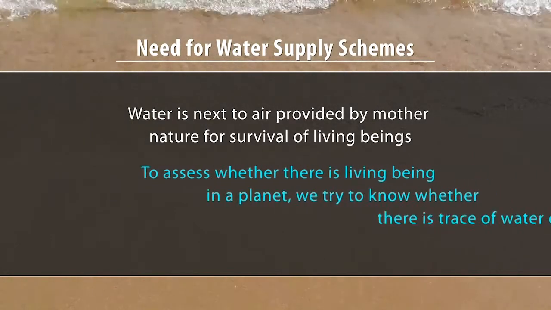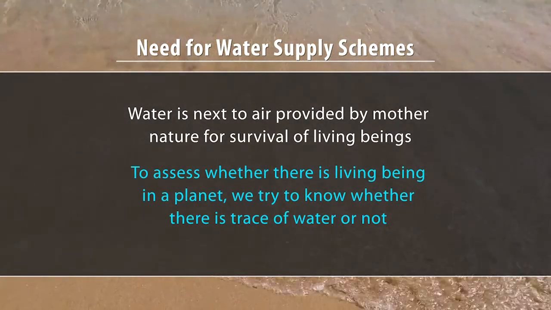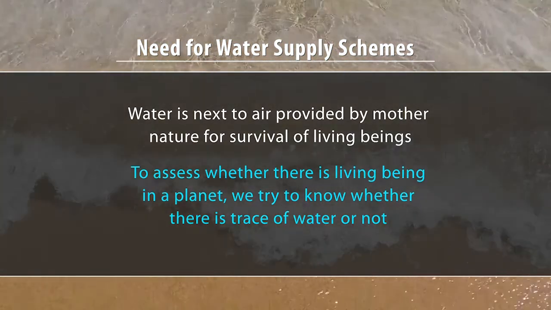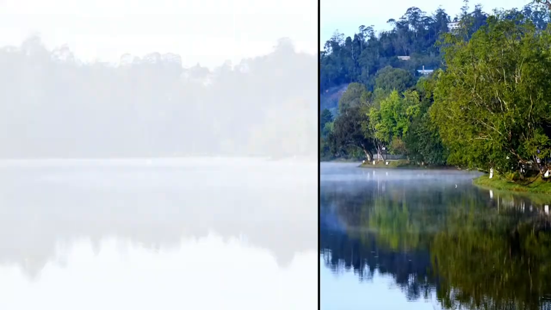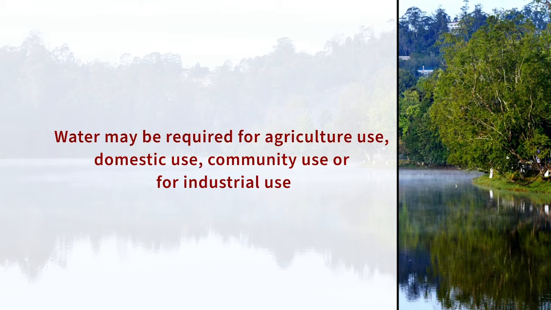To assess whether there are living beings on a planet, we try to know whether there is a trace of water or not. If water is available in any form, then only we can think of the possibility of the existence of living beings. Water may be required for agriculture use, domestic use, community use, or for industrial purpose.